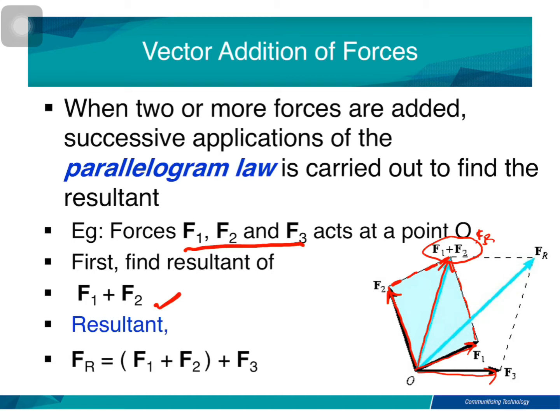So now to get the resultant with F3, we need to get the extensions of the par law. And then the intersection is the force resultant for the three forces. So this is how we implement the par law in order to get the force resultant.